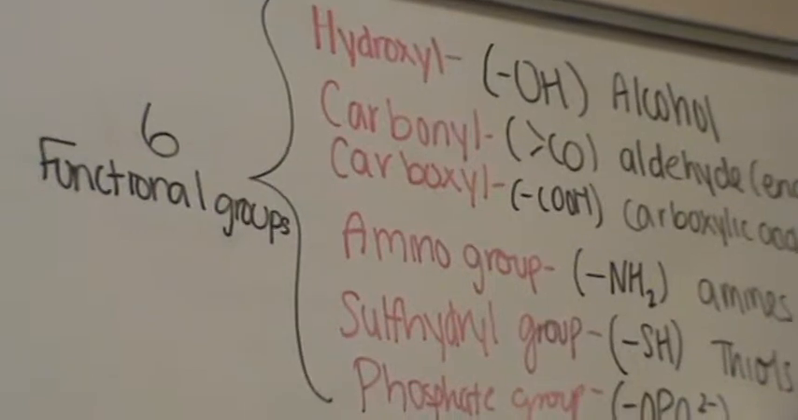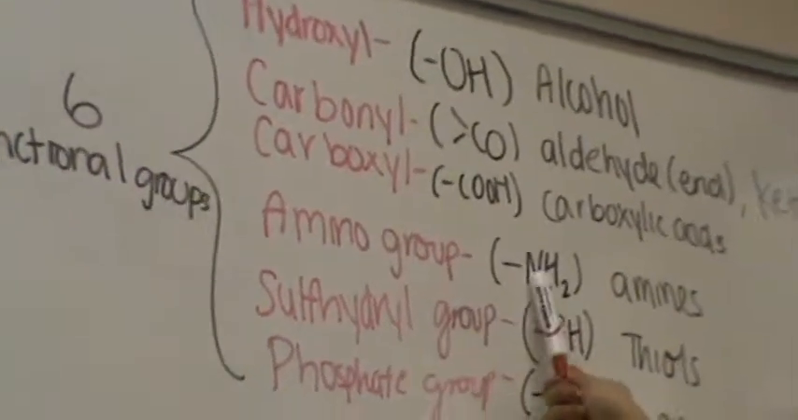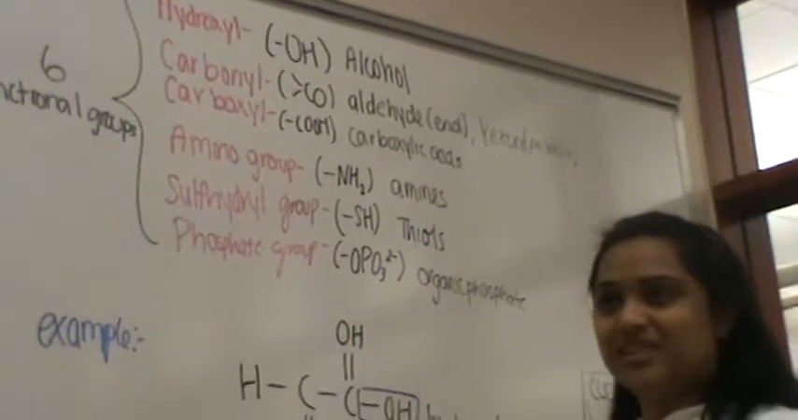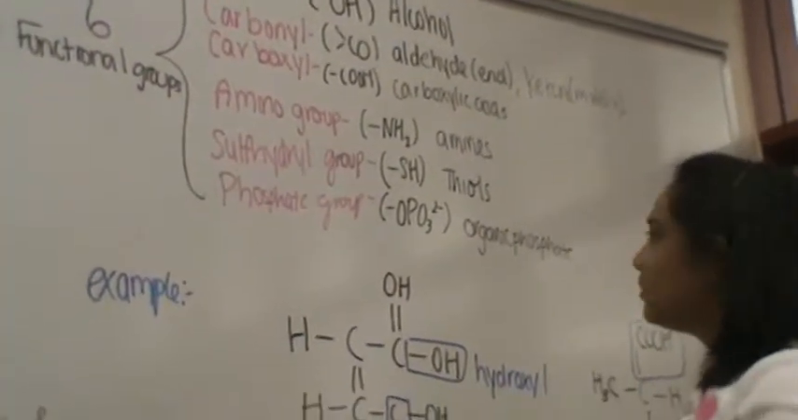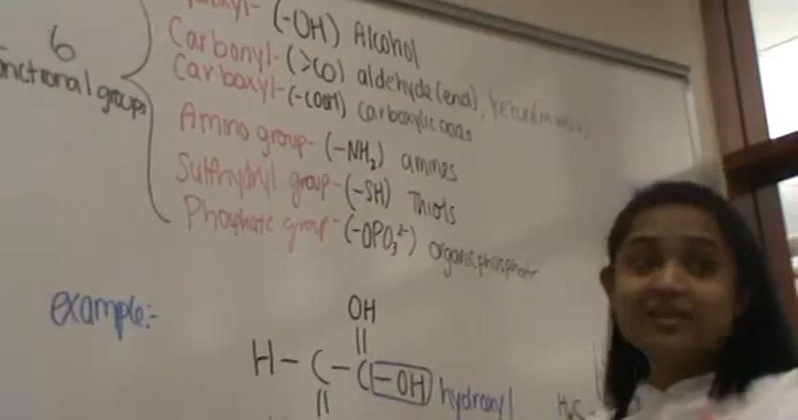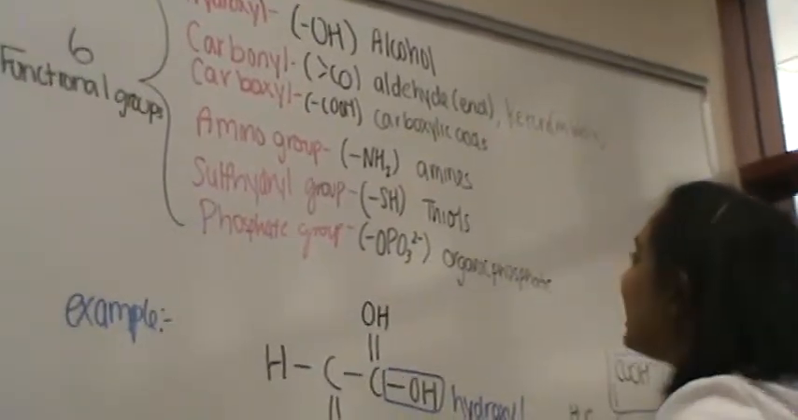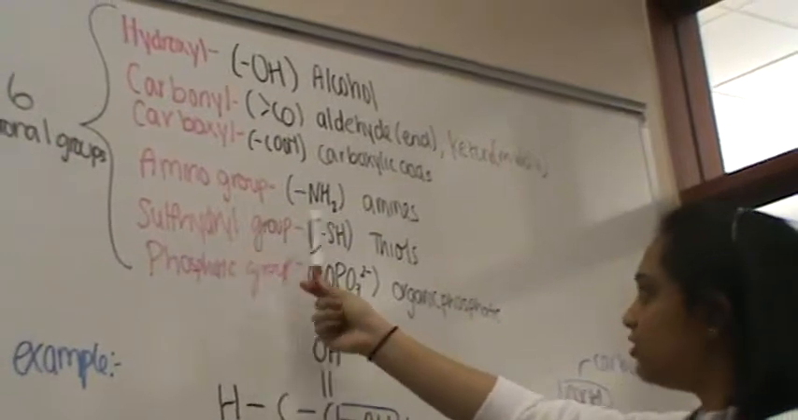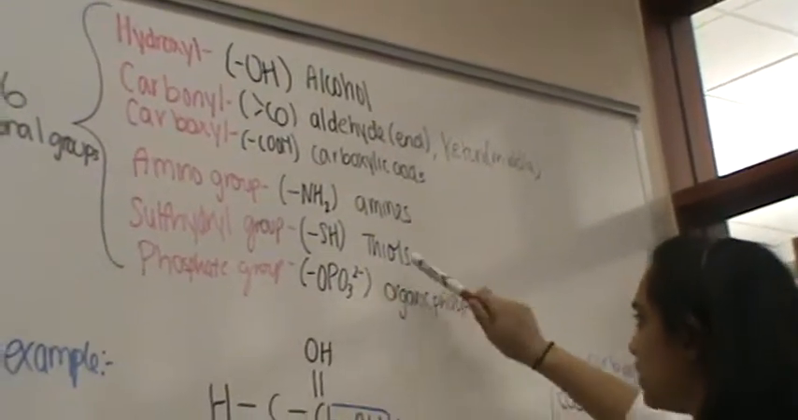Okay. Amino groups have nitrogen and hydrogen, and they form amines. Amines. They're usually seen in proteins. So are sulfhydryl groups, which have the S, and they make thiols.